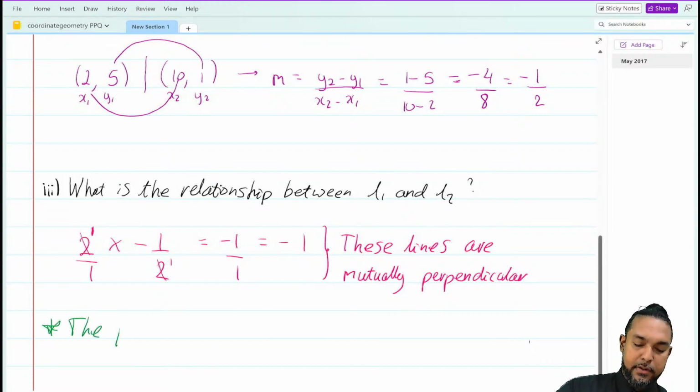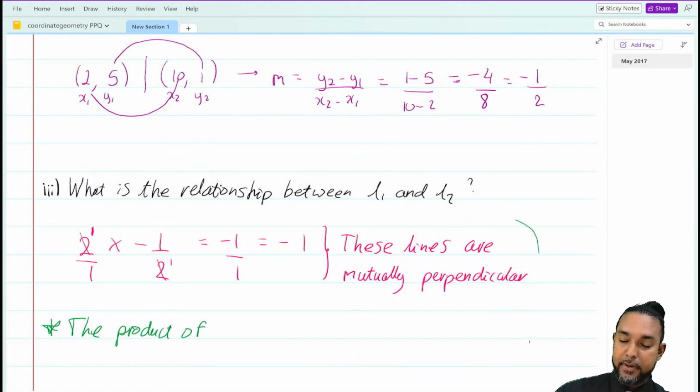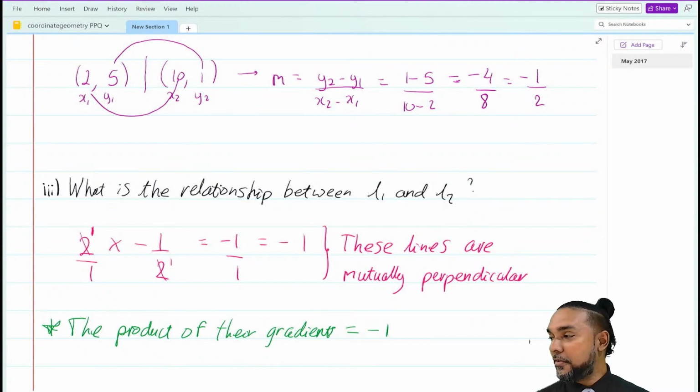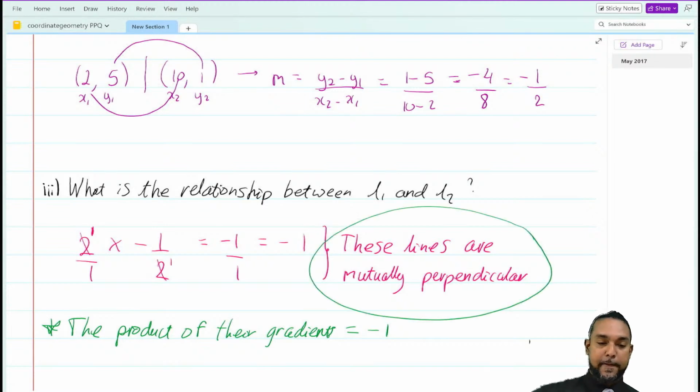The lines are mutually perpendicular, and the product of their gradients is equal to -1, right? Perfect, very good. That's just a standard rule: when the product of the gradients of two lines is equal to -1, the lines are mutually perpendicular, right?